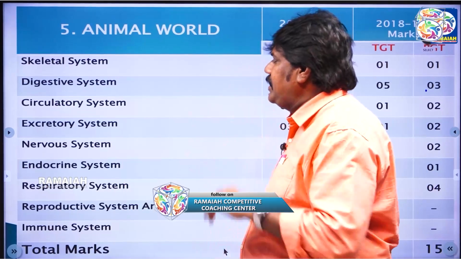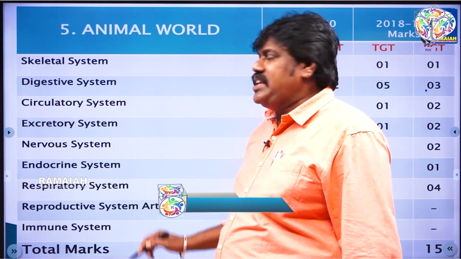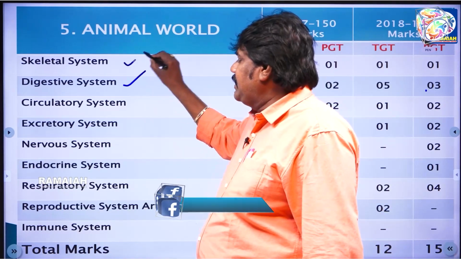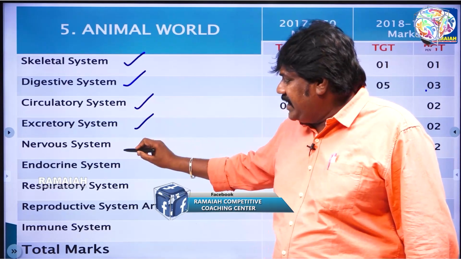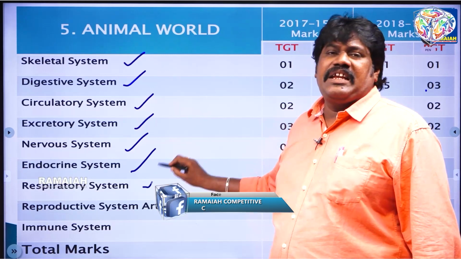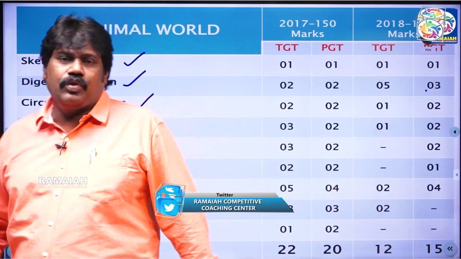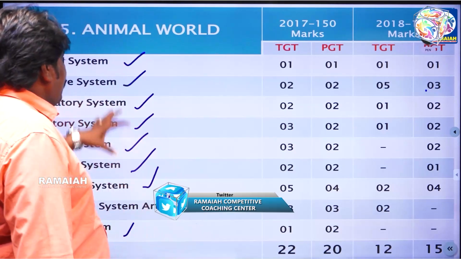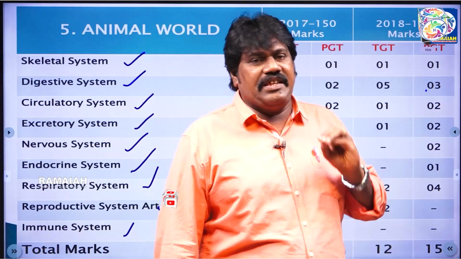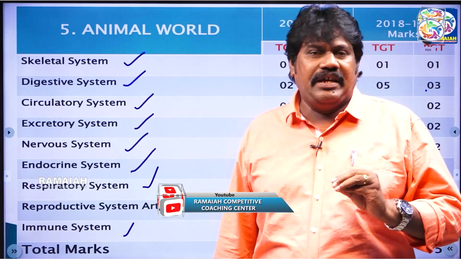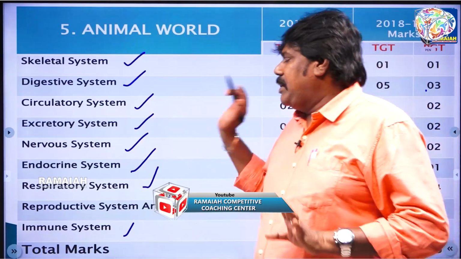Look here. First one is skeletal system, second one is digestive system, third one is circulatory system, fourth one is excretory system, and then nervous system, endocrine system, respiratory system, reproductive system, and finally immune system. Nearly 8 to 9 subtopics are present in the animal world. Remember this, it is the major unit of zoology, that is animal world.